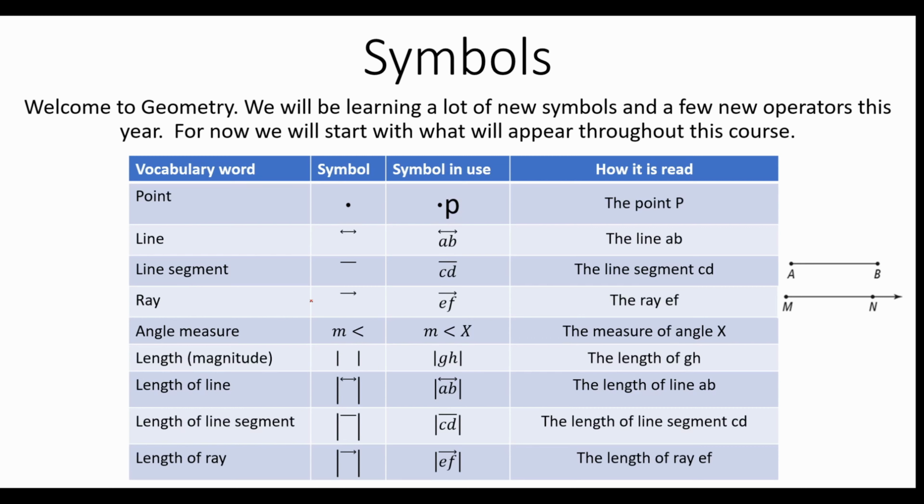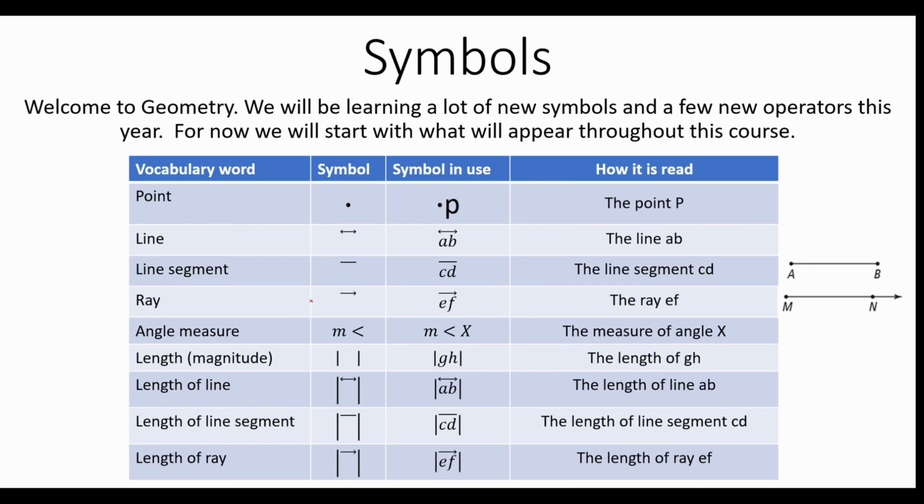You're going to show me with the symbol in use column, and then I have a way to read it in the final column, or how to say it. So this is the way I'm going to say it in class. This is the way you're going to adopt in your reading and writing. And then I have two diagrams outside of the table just to make line segments and rays slightly clearer.